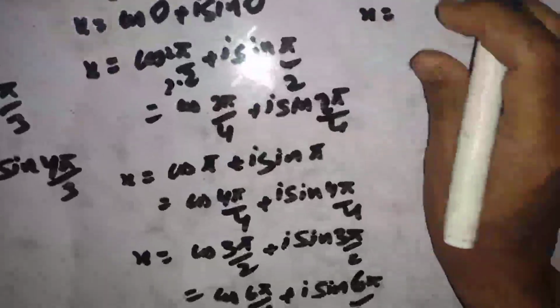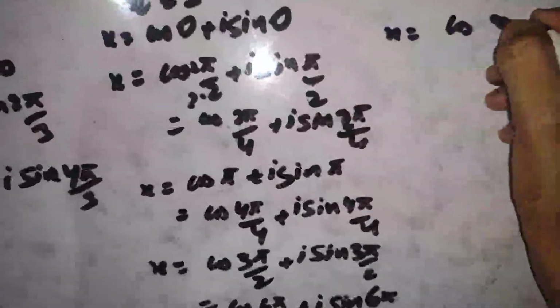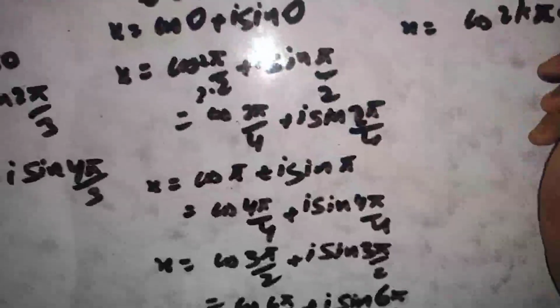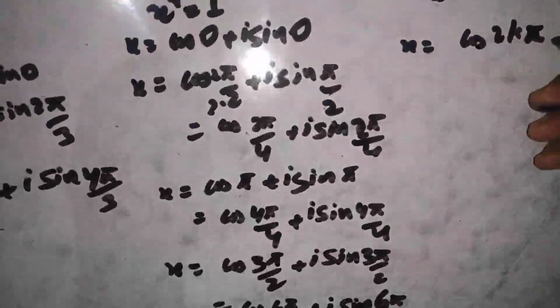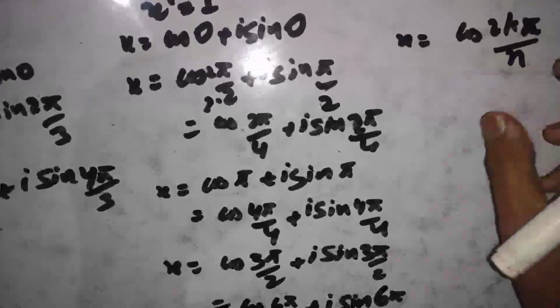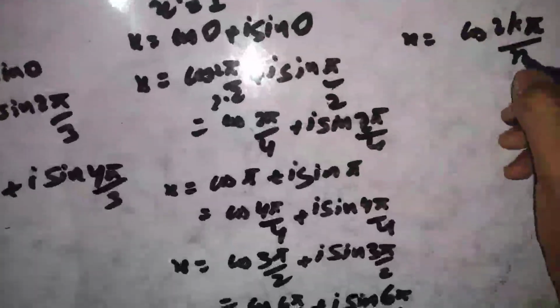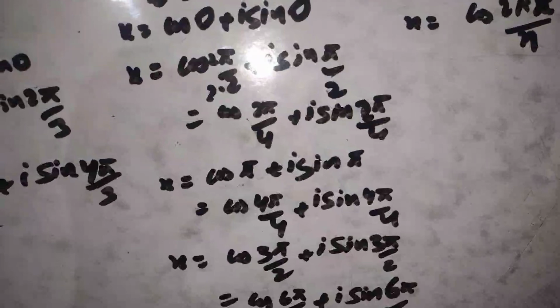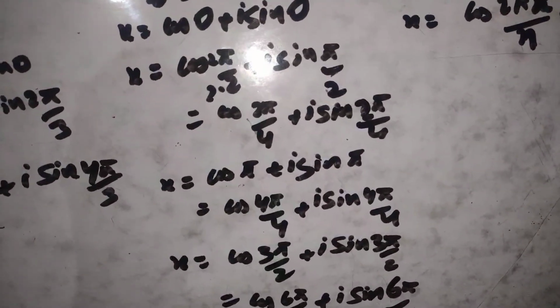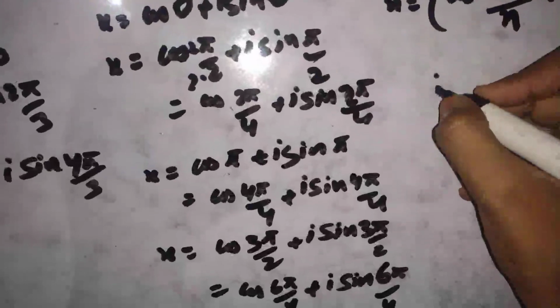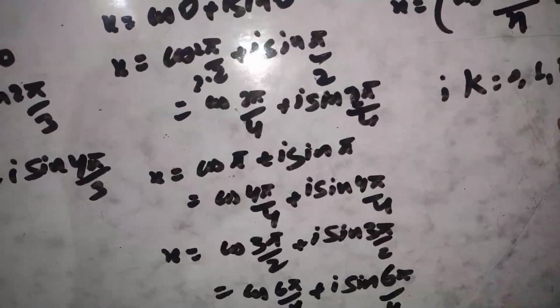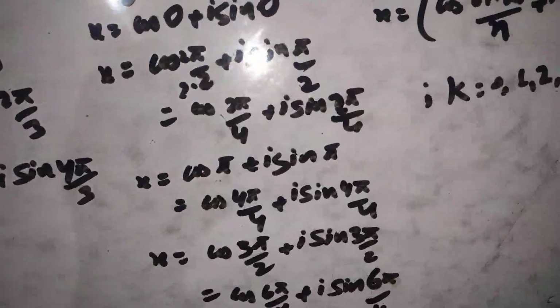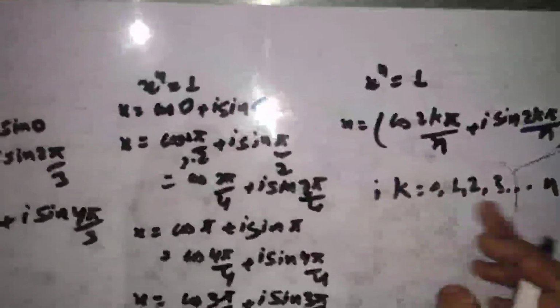Similarly, for the equation x to the power n equals 1, our roots will be x equals cos 2k pi by n plus iota sine 2k pi by n, because we have to manipulate the argument in such a way that the denominator equals the power of x. Here we shall put k equals 0, 1, 2, 3, all the way up to n, to get all the roots.